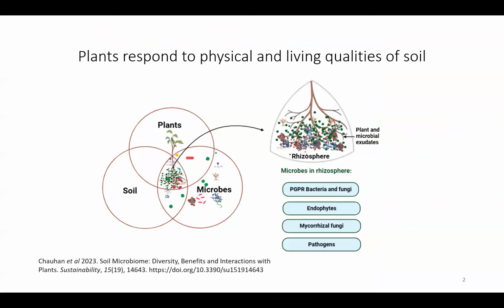So when we're thinking about plants, it's important to think of their interactions with soils, right? And I think that includes the physical component, which many people are aware of, but also really the living components of soil as well, including diverse microbes. So we have plant growth promoting bacteria and fungi, also the endophytes that are found within plants, the mycorrhizal fungi, which is the group that I often focus on. And then, of course, there are also negative interactions, such as with pathogens.